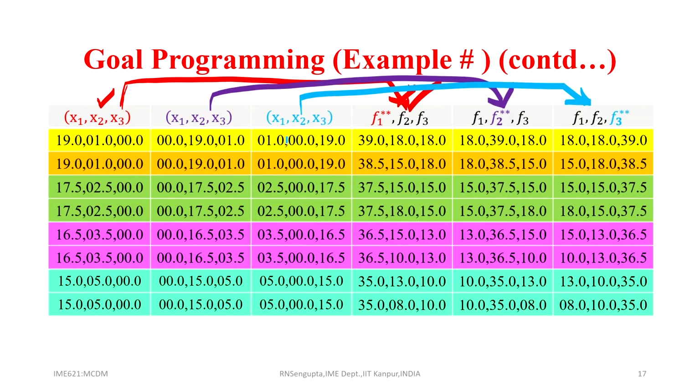Similarly, for the third cell, whose heading is shown in blue for x1, x2, x3, the values of the decision variables are 1, 0 and 19, and the corresponding values of f1, f2, f3 double star are 18, 18, 39. 39 is the value you are getting, which you have already seen in the slides. If you go back to the slides, you will understand. And these 18, 18 are the values of f1 star minus delta 1, f2 star minus delta 2.